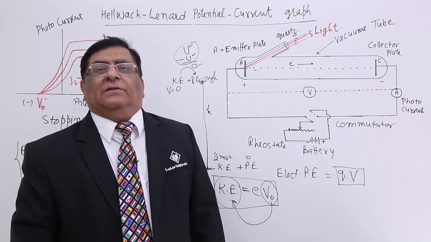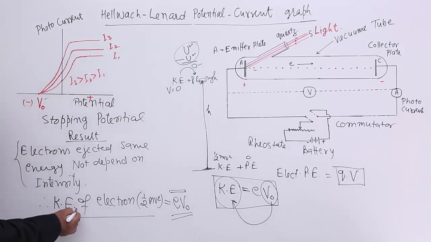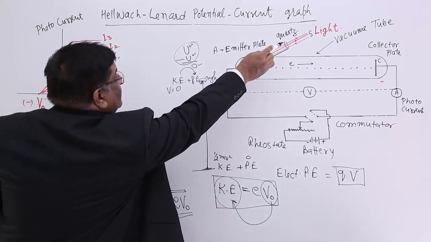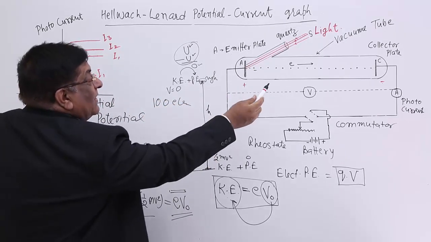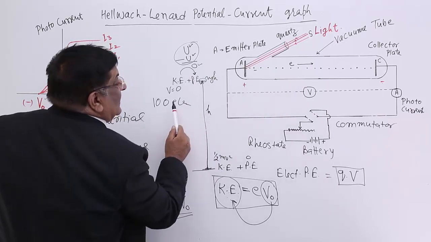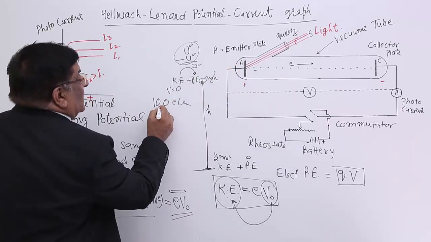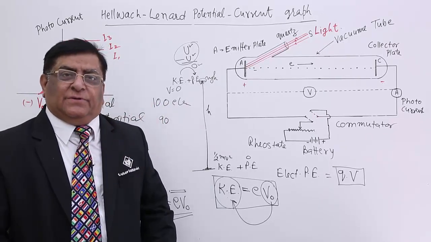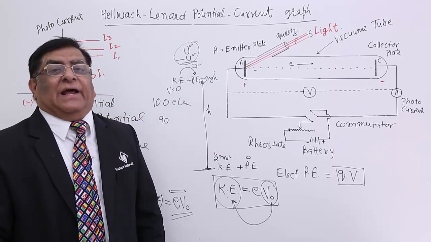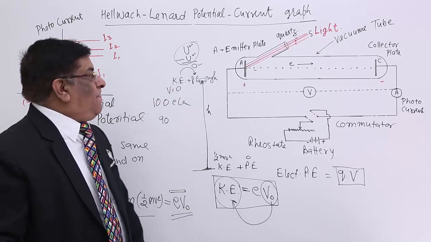Another thing: this kinetic energy we write as kinetic energy maximum. Why should we write it maximum? See, because of this light, 100 electrons are released. When the potential is 0, 100 are running and we get a current equal to 100. Now, we applied minus 1 volt and this has become 90. Why? What happens to the 10? Why did only 10 stop? Because the kinetic energy of those 10 was very, very low. So, they stopped.